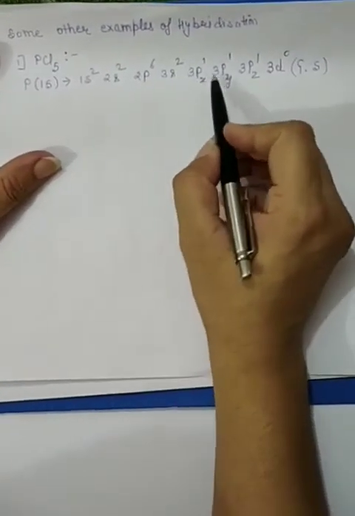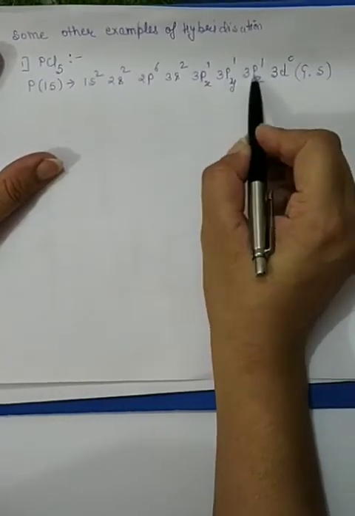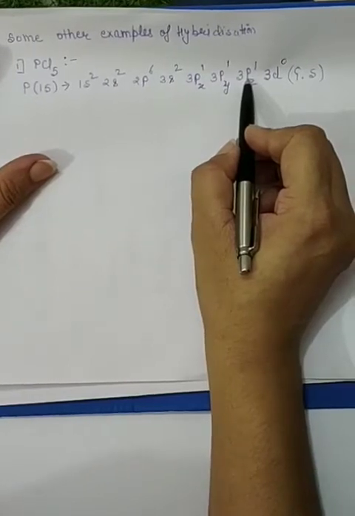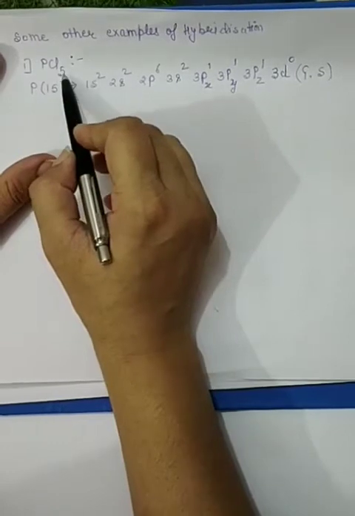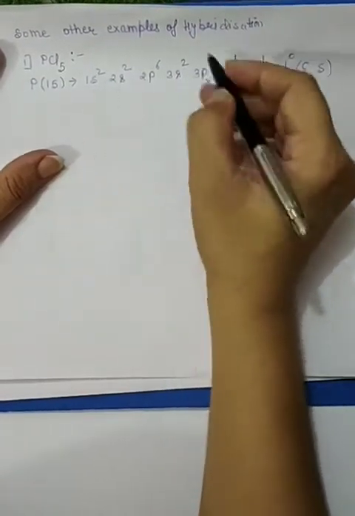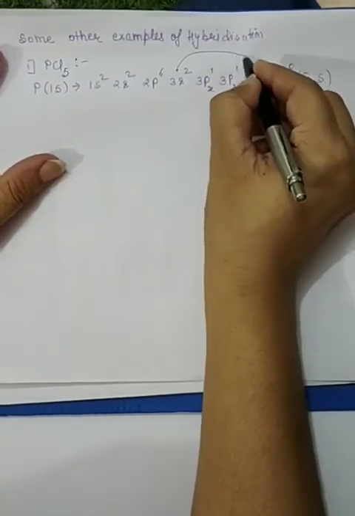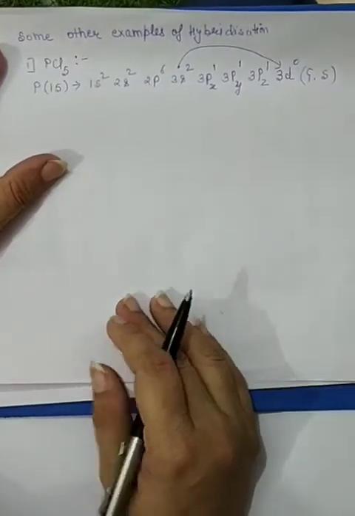Here we can see phosphorus has only 3 half-filled atomic orbitals. It means it has the tendency to form only 3 covalent bonds. But in PCl5, phosphorus forms 5 covalent bonds. Hence, for this, 1 electron from 3s is excited into 3d.